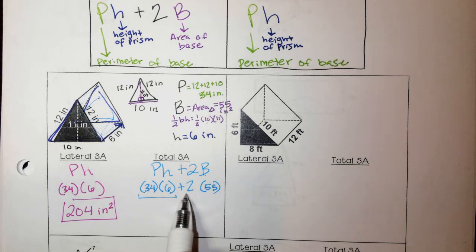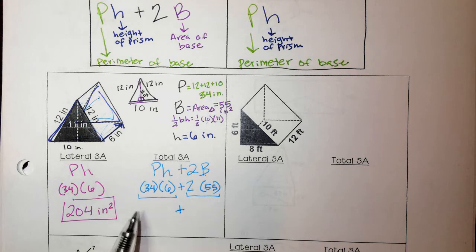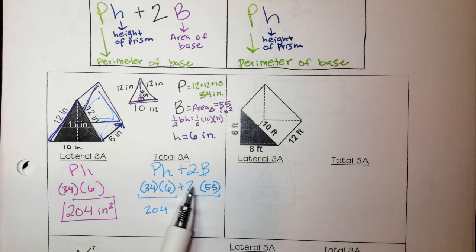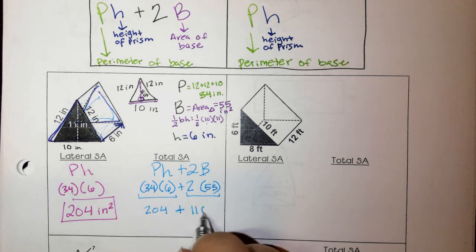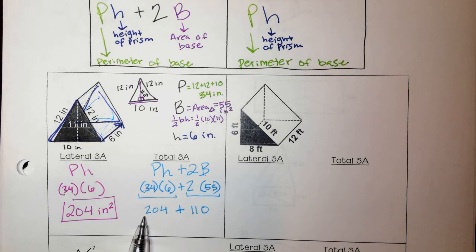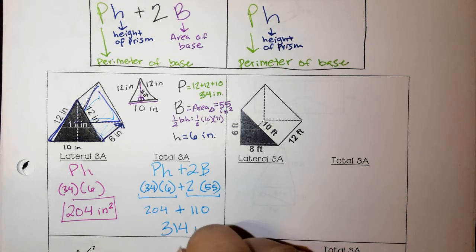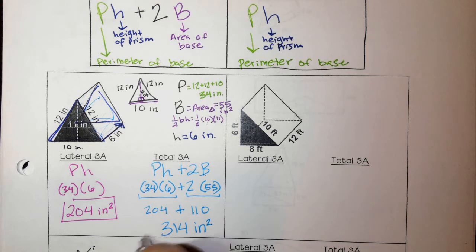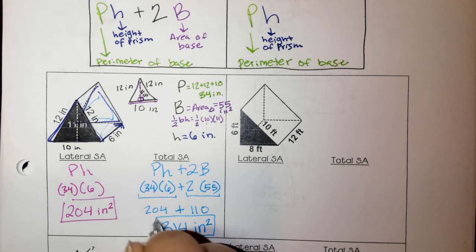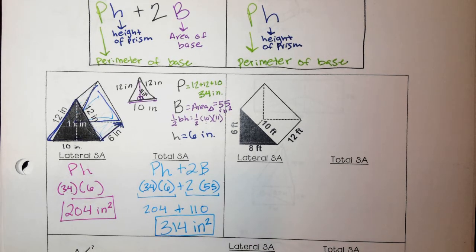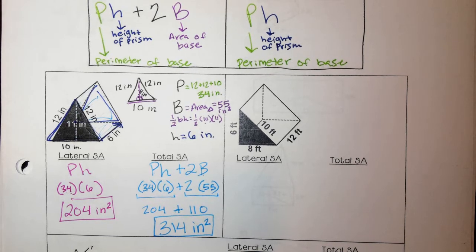I have to do the multiplication before the adding, because order of operations. 34 times 6 is 204, and 2 times 55 is 110. 204 plus 110 is 314, and this is the type of area, so the inches are squared. And that's all there is to it.